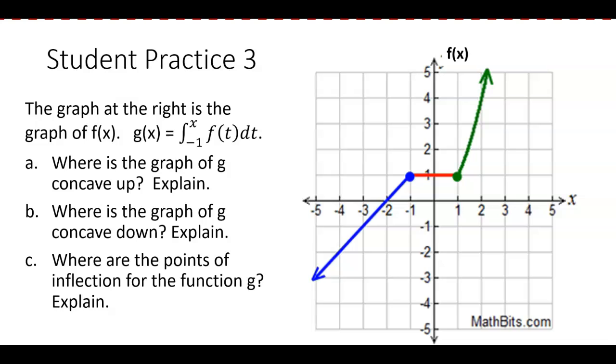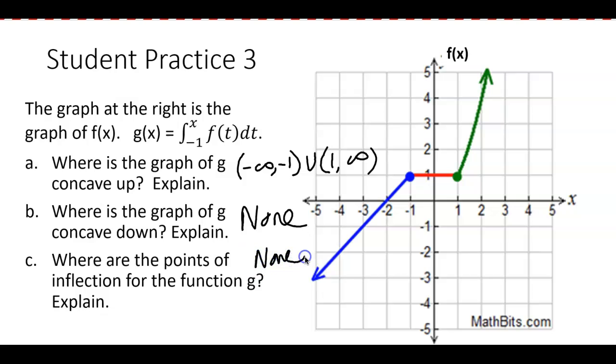Let's go. I'm not going to do the explanations because we don't have time, but from negative infinity to negative 1, as well as from 1 to infinity, is all concave up. But there are no places where this graph would be concave down. And therefore, there is no point of inflection either. If it doesn't change concavity from positive to negative, then there can't be a point of inflection. All right? So that's that.